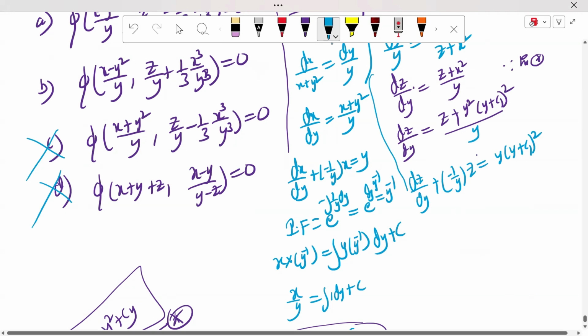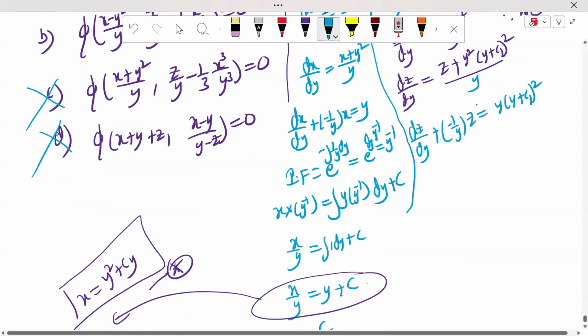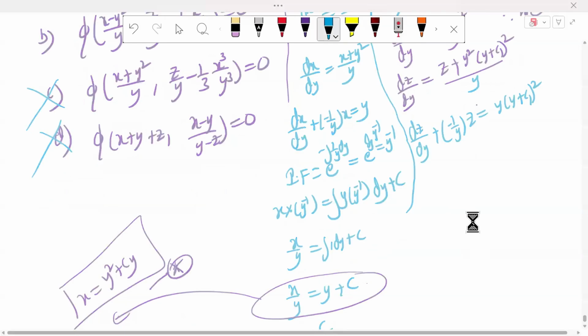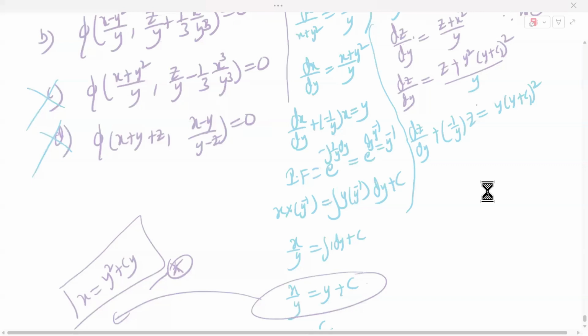This is in the linear form. The independent variable is y. So what is the integrating factor here? What is the integrating factor, sir? Tell me, anyone. What is the integrating factor? Is it linear or not?